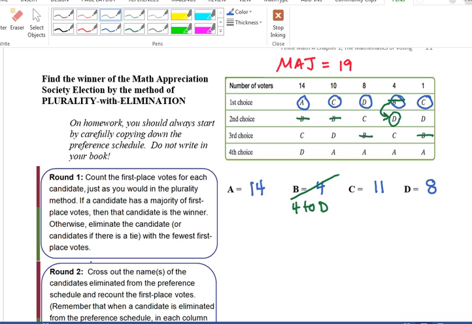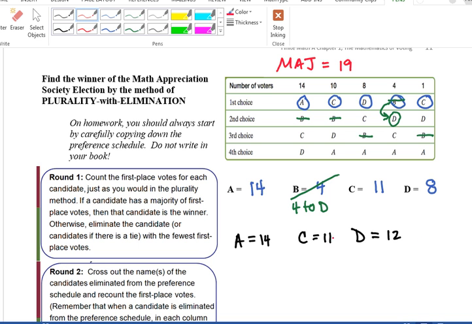All right. So that puts us with 3 people left. A has 14 first place votes. C has 11 first place votes. And now D has 12, because the 8 he had before and the 4 he got from B. And we ask ourselves, does anybody have the majority? If they have the majority, then we declare them the winner and we stop. If they don't, then we eliminate the least fit candidate.